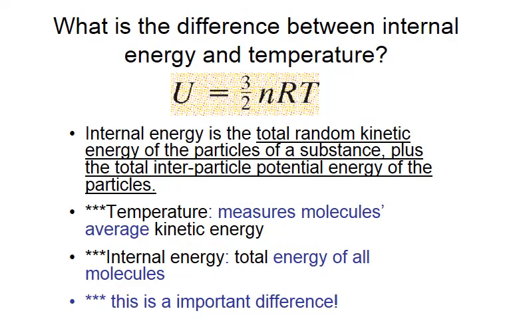So a couple things to keep in mind. The internal energy is the total random kinetic energy plus the total interparticle potential energy of the particles. With temperature, we measure the molecules' average kinetic energy, while internal energy is the total energy of the molecules, and it's really important to keep these distinguished. So temperature is the average kinetic energy of the molecules, and internal energy is the total amount.